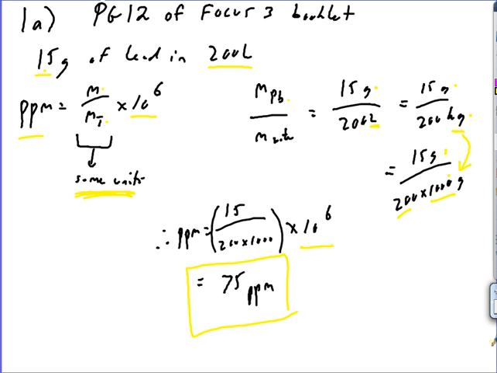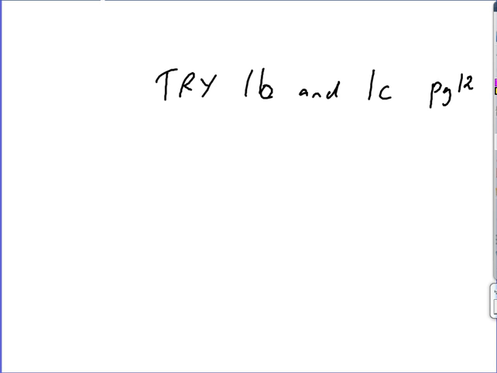This talk just continues the previous talk on gravimetric analysis and also calculating weight percents and parts per million. In the previous video we just finished off looking at question 1A from page 12 of the Focus Area 3 booklet, and we calculated there was 75 parts per million, equivalent to 15 grams of lead in 200 litres. So what you should do now is try 1B and 1C on page 12. Just pause the video and we'll go for the answers to those after that.